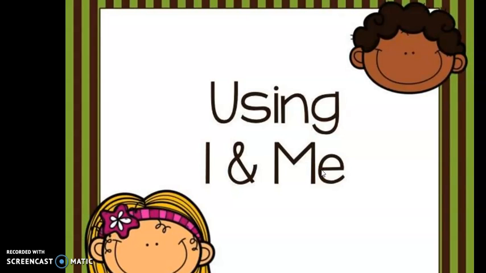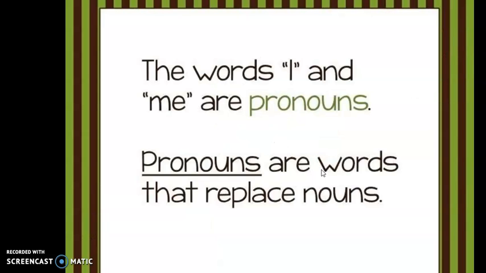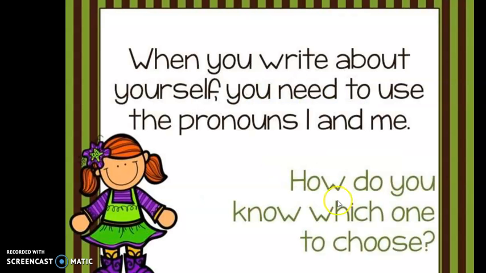I and me are first person pronouns. The words I and me are pronouns. What type of pronouns are they? They are first person pronouns. So pronouns are words that replace nouns. When you write about yourself, you need to use the pronouns I and me. For example, if I'm writing about myself, it would be really weird for me to say, Miss Crawford is feeling tired, when I'm talking about myself, right? I'm not referring to myself in the first person. I would say, I am feeling really tired.